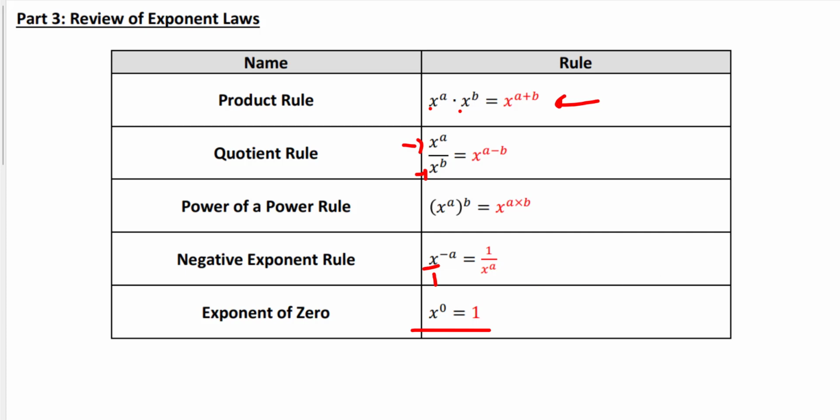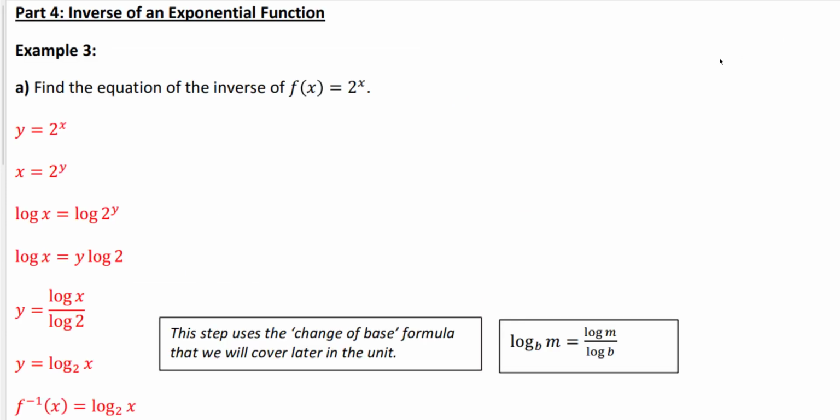That's just equal to 1. Anything to the power of 0 is equal to 1. All right, so in this example 3, we're going to find the equation of the inverse of f of x equals 2 to the power of x. So how do we find the inverse?